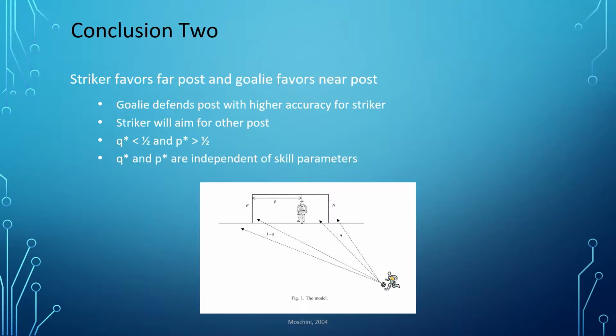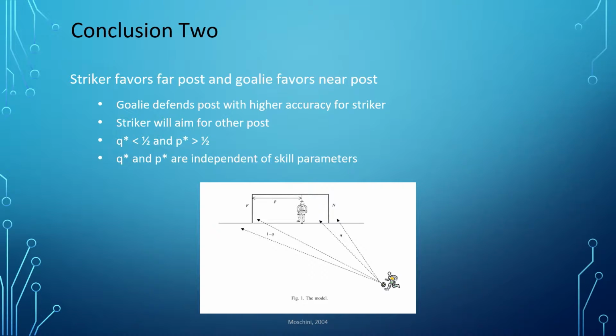Having seen the goalie defend the near post, the striker will then be forced to favor the far post and aim their shots there. Using the pair of strategies P star and Q star that constitute the Nash equilibrium, we can represent the actions of the goalie and the striker by making Q star less than 1/2 and P star greater than 1/2. This signifies that the fraction of goals scored at the near post is expected to be less than half, while the fraction of goals scored at the far post is expected to be greater than half.